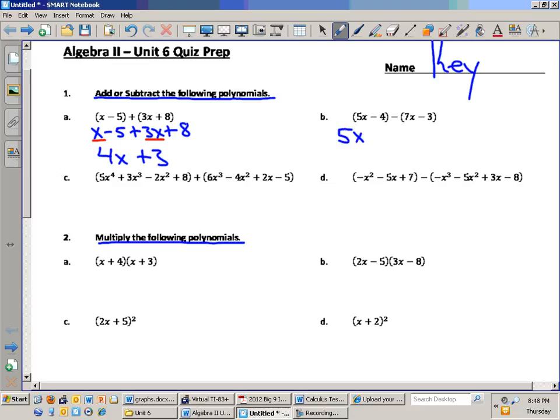I will have a 5x minus 4, and I will have a minus 7x, and I will have a plus 3. As you see, that subtraction sign has to go through to both pieces. After that's happened, I can combine like terms. 5x and 7x are alike. One's negative, so I have a negative 2x. I have a negative 4 and a positive 3. It's negative 1, so that's my correct answer.